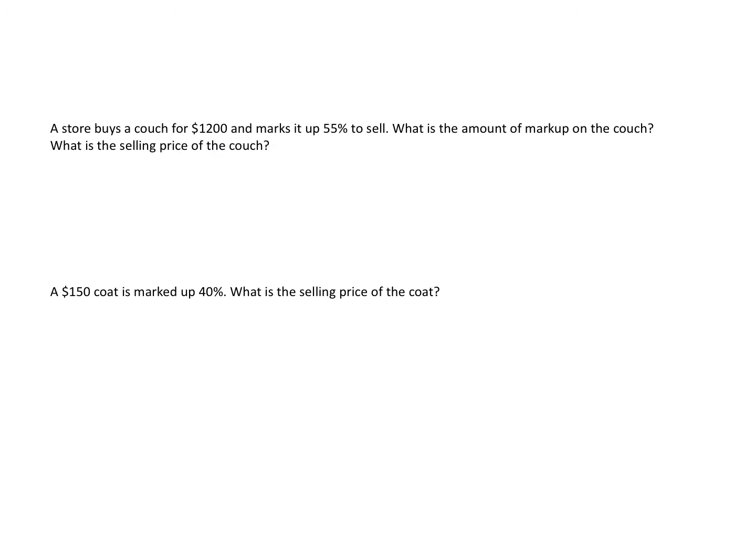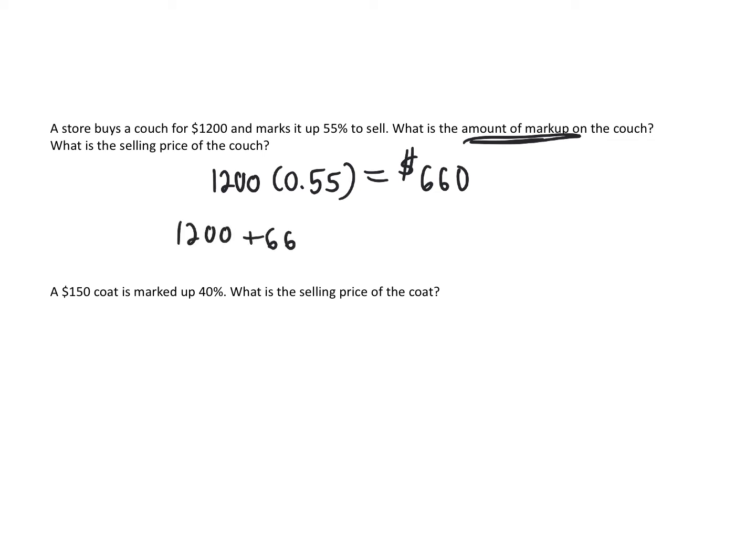There are a lot of applications of percent in retail and business. Here, we're working with increase. So the markup or increase is 55% on a $1,200 item. So we take the 1,200 and we times it by the percent. We get $660. This is the amount of markup. The selling price, you'll take the 1,200 and add 660 to get 1,860. And this is the selling price of the couch.